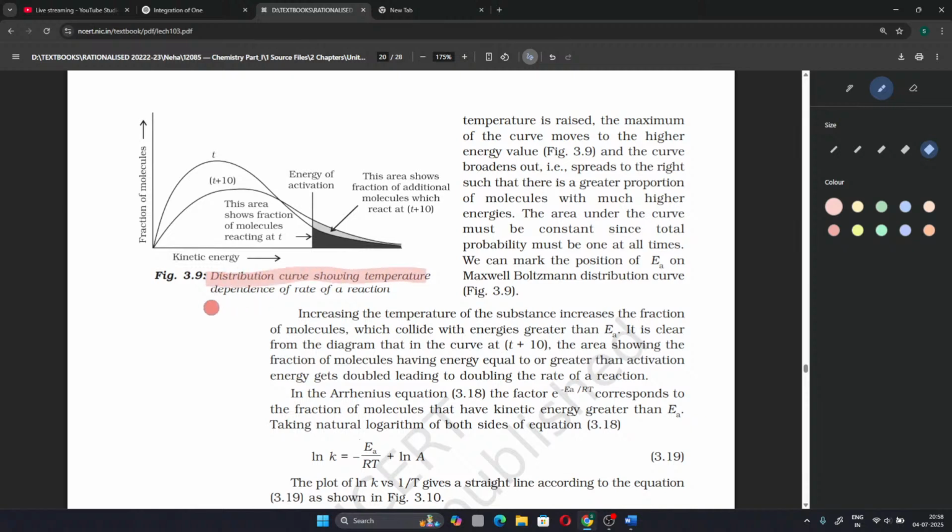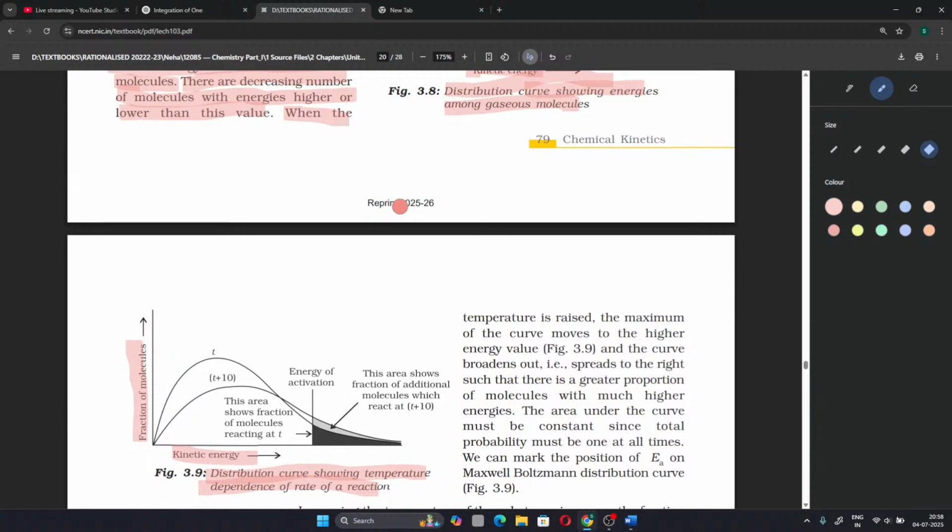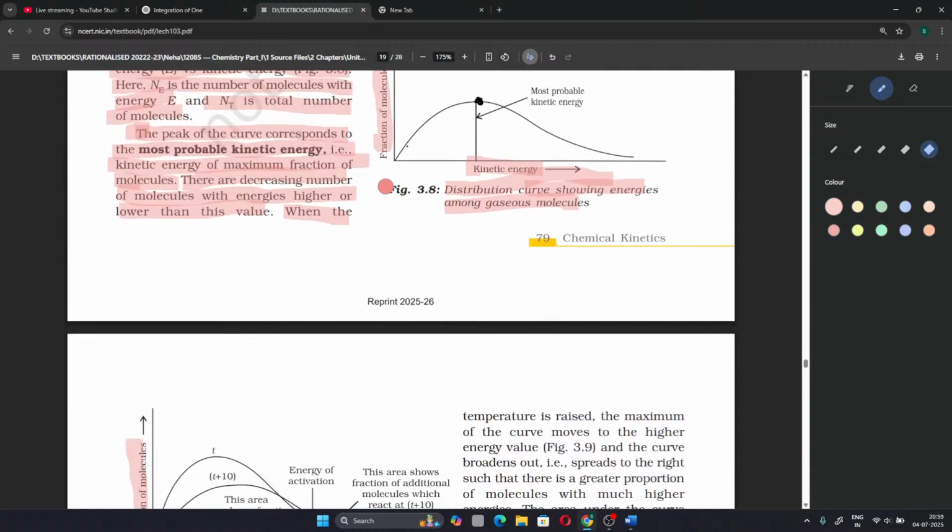Distribution of curve showing temperature dependence on the rate of reaction. This is kinetic energy. This is the fraction of molecules. Wait, this is the same thing again. Let's read the statement again. The peak of the curve corresponds to the most probable kinetic energy, that is the kinetic energy of maximum fraction of molecules. There are decreasing number of molecules with energies higher or lower than this value.